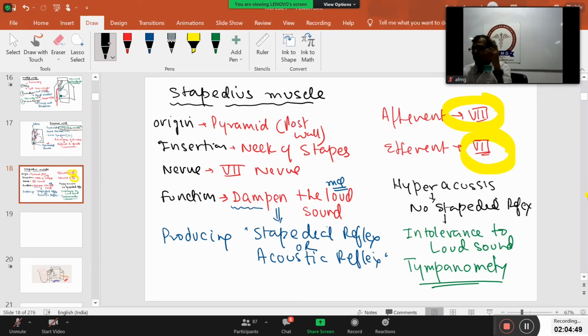Below the floor, there are 2 things: a nerve and a vein. Which nerve? The ninth nerve's branch, Jacobson's, that forms a plexus, the tympanic plexus, and the jugular vein. Right? What is the outer boundary? Tympanic membrane. What is the shape? Oval.